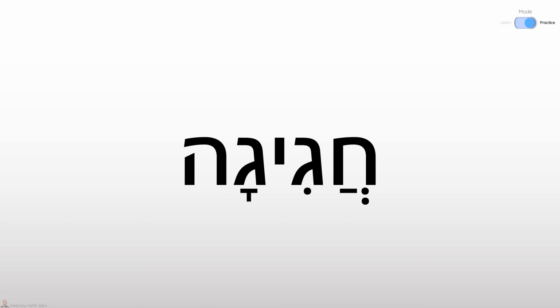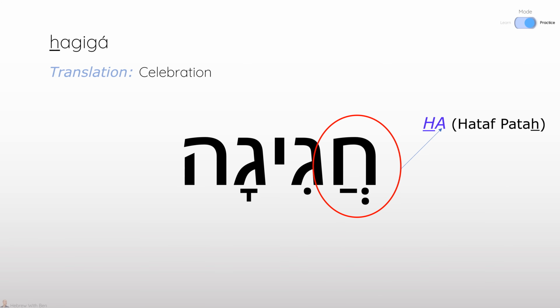Take a moment to look at the word on the screen. The word is pronounced Chagiga. The first letter, Chet, is decorated with Hataf Patah. Cha. The letter before the last is Gimel, and it is decorated with Kamatz Gadol. It creates the syllable Ga.